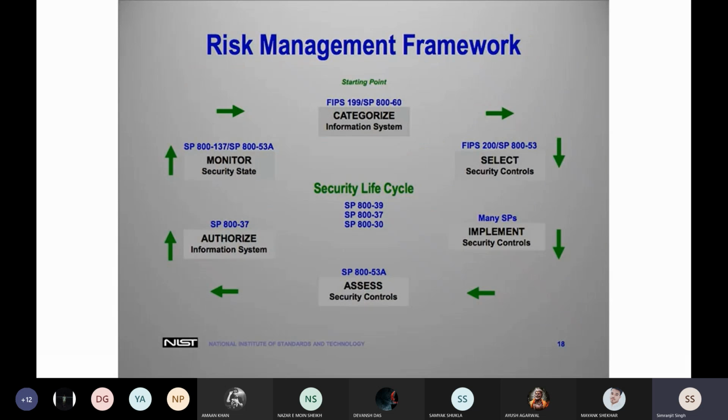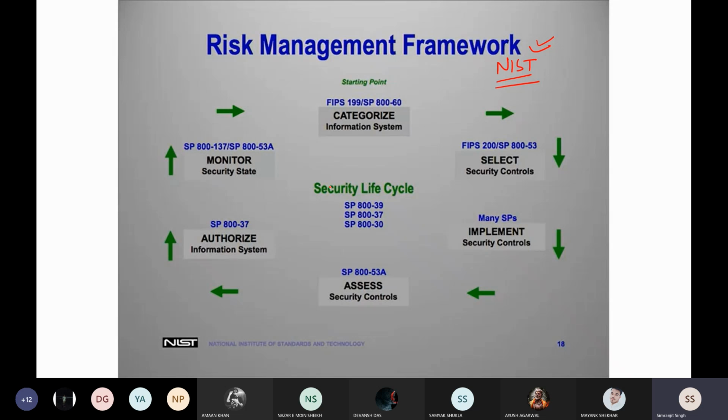Similarly, there is a risk management framework. The starting point is that you have to categorize the information system. Then you have to select the security controls, which I have already told you about in the third PPT. Then you have to implement those security controls. These are the basic steps for assessing the risk. This is the risk management framework, again provided by NIST, which is a standard-setting authority like ISO that standardizes those frameworks.